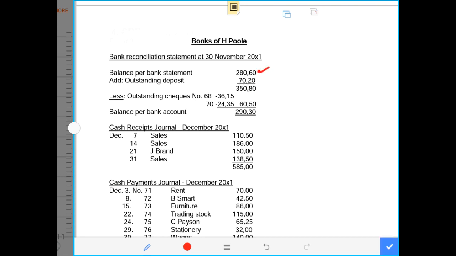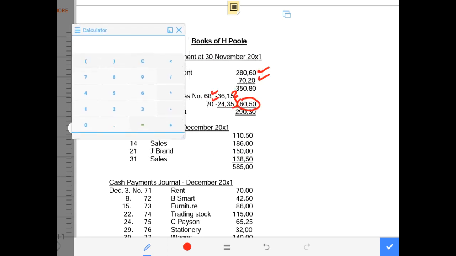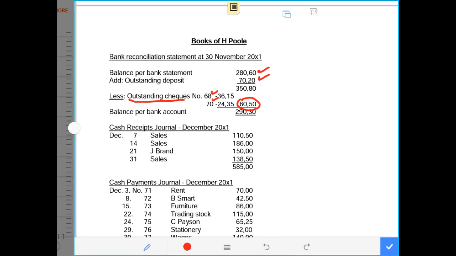There was an opening balance and an outstanding deposit. Then we had outstanding checks, check number 68 and 70, and we are given the figures. Remember, this amount is the total of the two figures. 36 Rand 15 cents plus 24.35. Let me just show you the calculations. 36 Rand 15 cents plus 24 Rand 35 cents gives us 60 Rand 50 cents. So this is just the sum of the debit side.